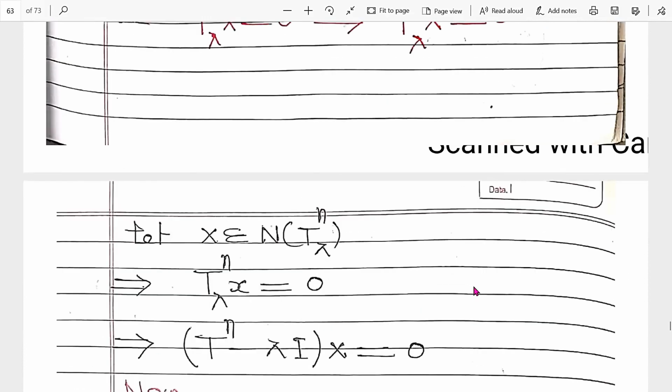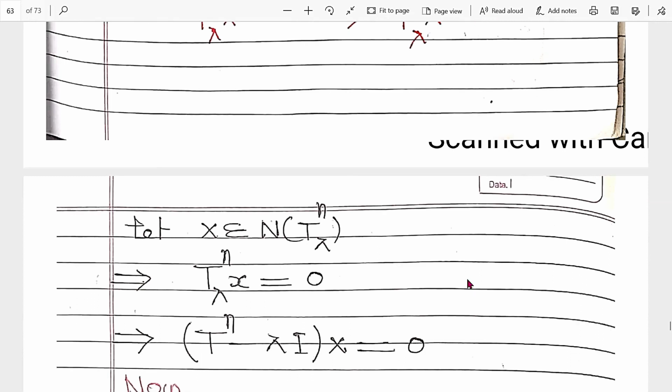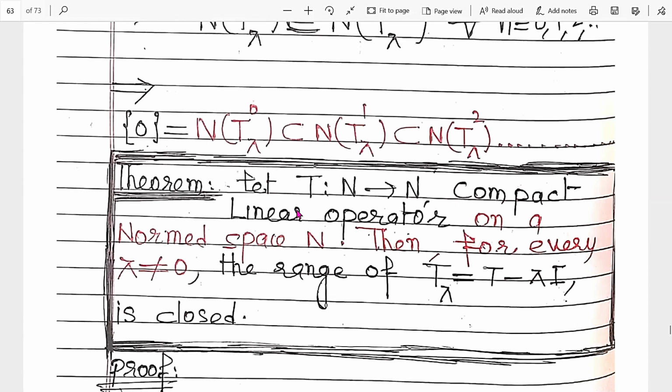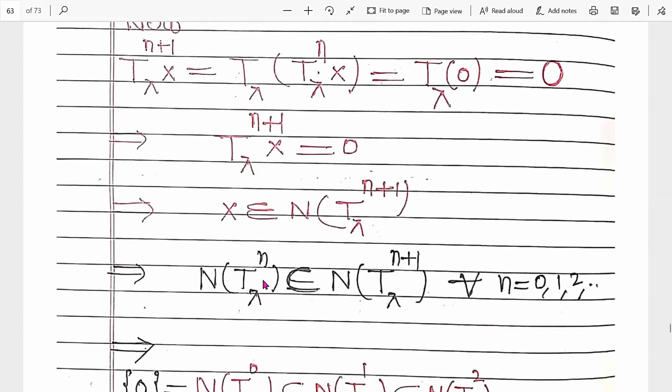What is the result? In a compact linear operator, the nullity of T lambda is finite dimensional. Also, in addition to that result, it proves this result. Now, in the next theorem, in a compact linear operator, the range of T lambda is closed. That we will discuss in the next lecture. So what we get is that in a compact linear operator, the nullity is finite dimensional and the range is closed. So these are the two basic results of compact operators, and we can also say that it is a property of compact linear operators.